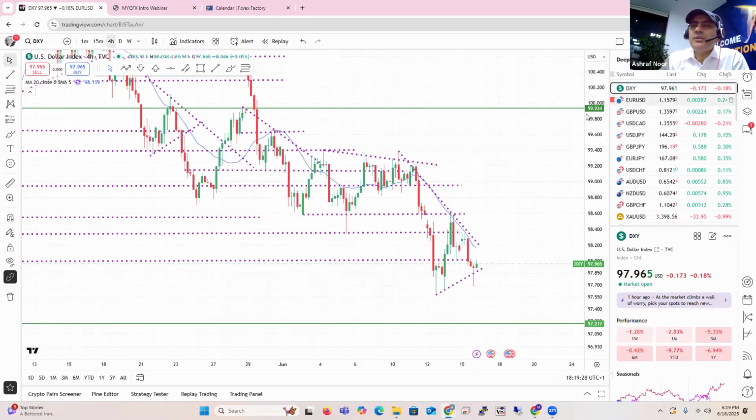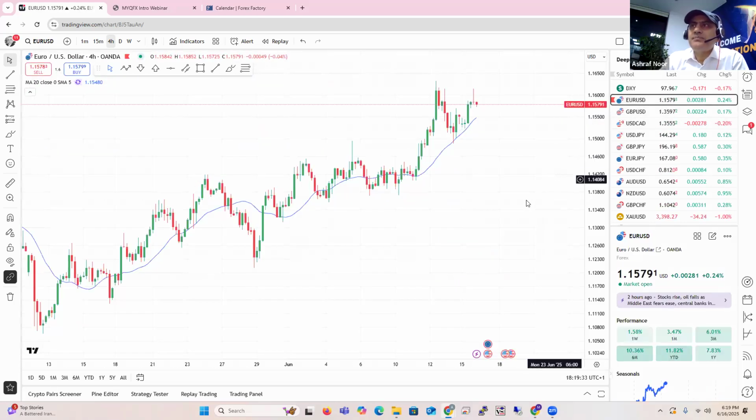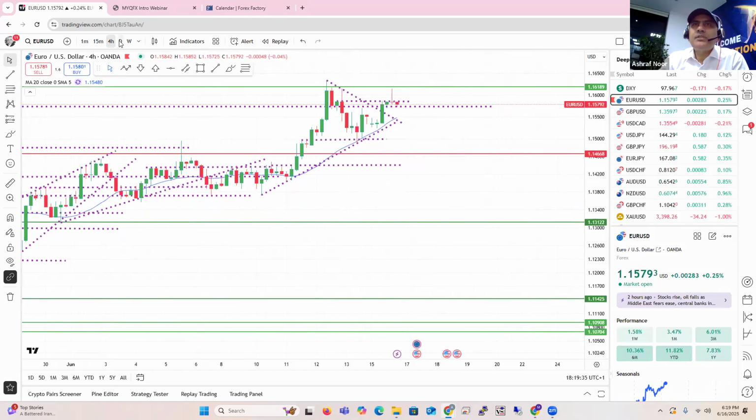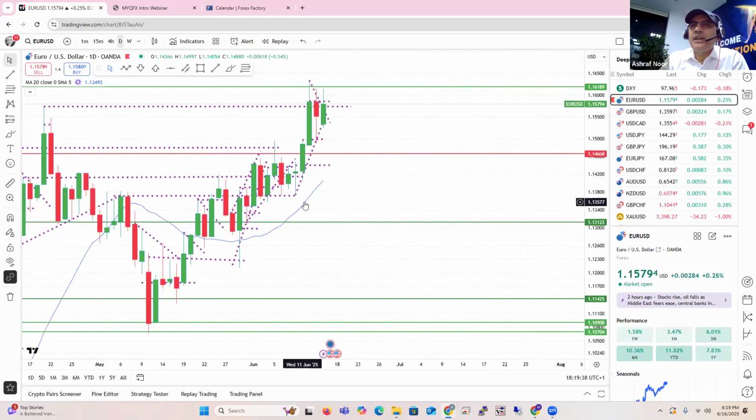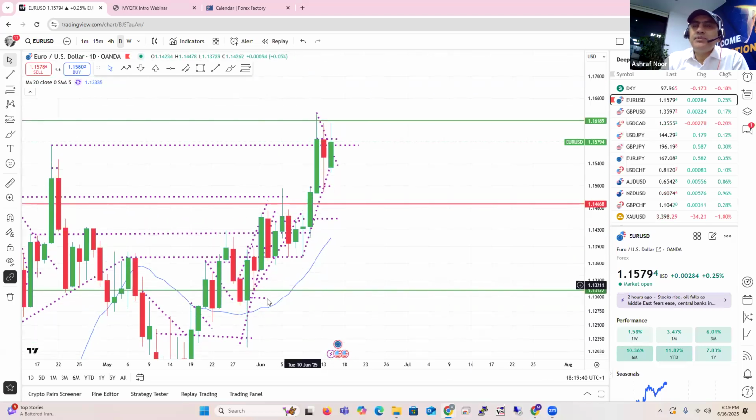So let's look at the EUR/USD, because we don't trade the dollar index, we trade all the majors. Let's look at the daily candlestick pattern. Last week we had a nice, beautiful rally. If you are watching my QFX analysis review, every day I analyze and review EUR/USD, GBP/USD, and GBP/JPY. These are my favorite pairs. If you follow my QFX YouTube channel, we've been long on EUR/USD. Even today we had a long trade here.